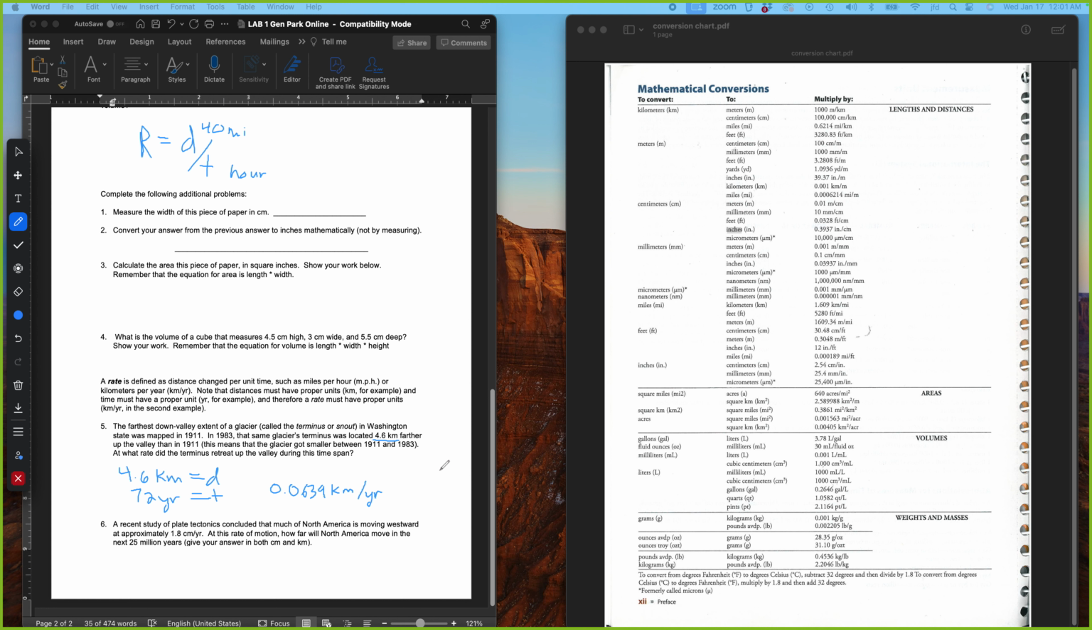What I want to do is convert 0.0639 kilometers per year into meters. So I'm going to go from kilometers to meters here, and we multiply by 1,000. So I'm going to take my answer of 0.0639 and multiply it by 1,000. When we do that, we get 63.9. That's meters now per year. It's the same answer. This is kilometers per year, this is meters per year.